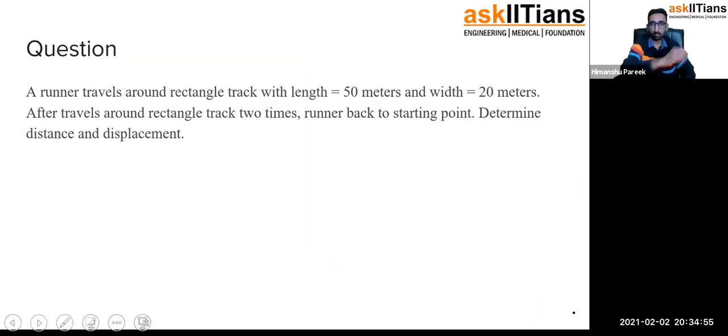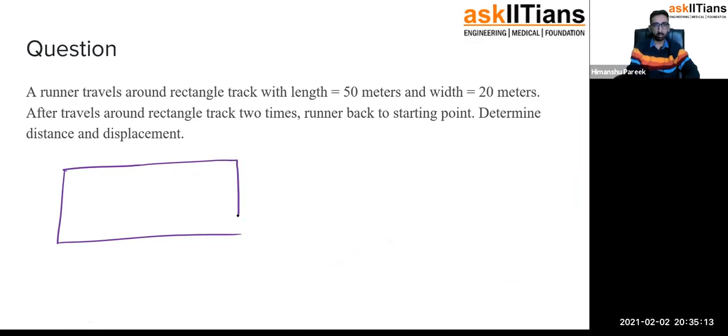Some numericals on it. Okay. So if we do some numericals, yeah, for a simple question. So what is this question saying? A runner travels around a rectangular track. So let me draw one rectangular track here. First of all.